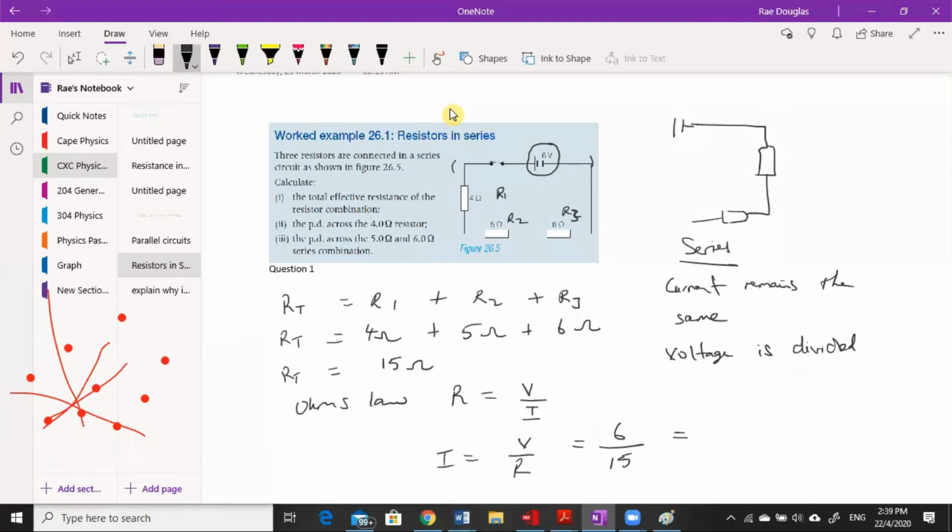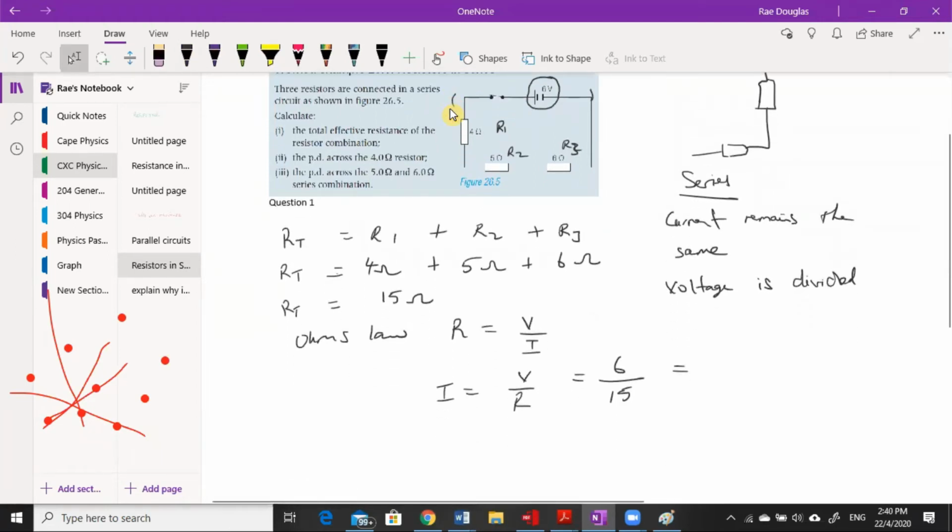Why don't you have a calculator? I don't want that fraction, I want a decimal. That's why you should have a calculator. 6 divided by 15 is 0.4. Good.